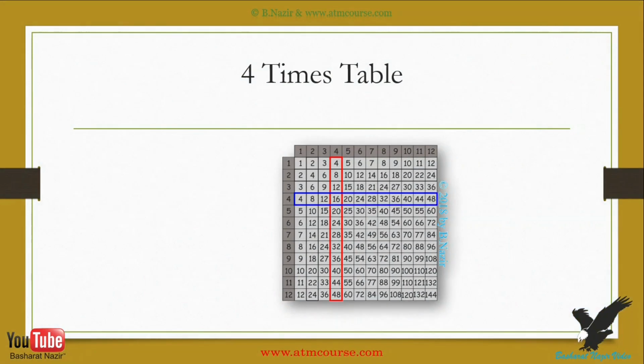In this video, we will learn how to memorize the 4 times table. Doing so will help us carry out certain multiplication in our mind or head. The diagram you see in front of you is a grid used for memorizing the times tables up to 12. In this video, we will just work on the 4 times table only.